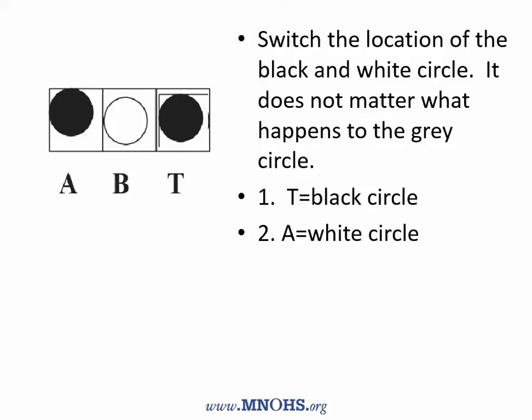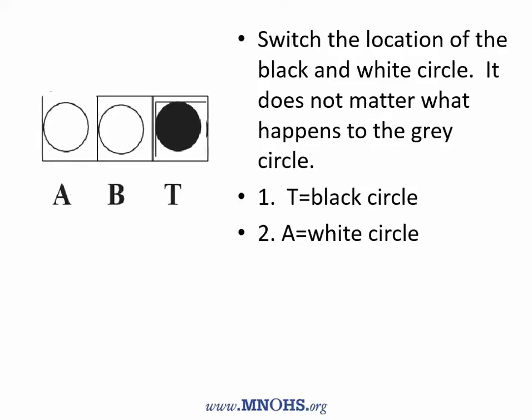Now, I want to copy the white circle into square A, because remember, our ultimate goal is to have a white circle in A and a black circle in B. So I'm going to write A equals white circle. This results in the following, where I have a white circle in A, still a white circle in B, because remember, all we did was copy our white circle from B and put it in A. The white circle still remained in B. And we have our black circle in t.